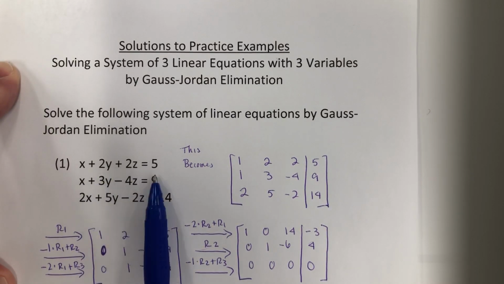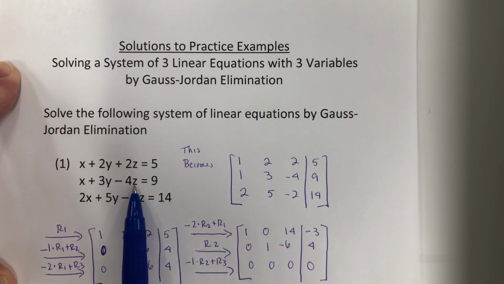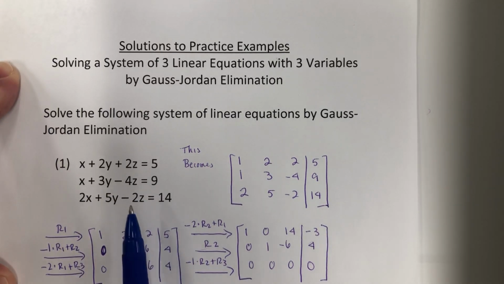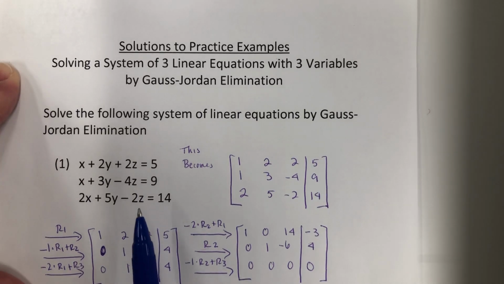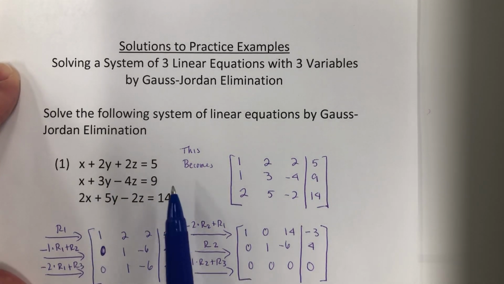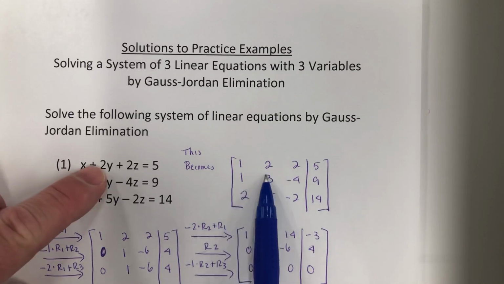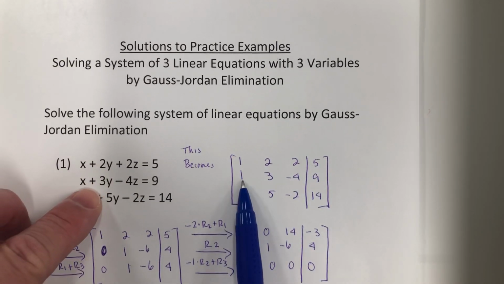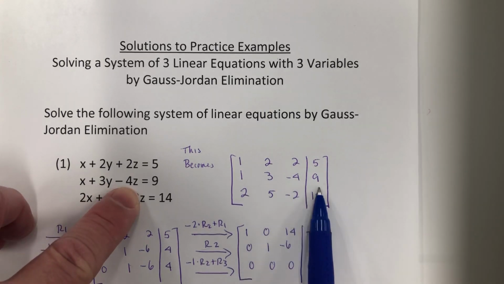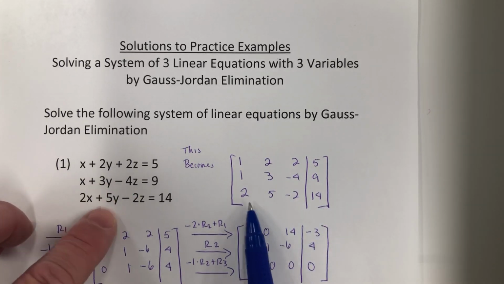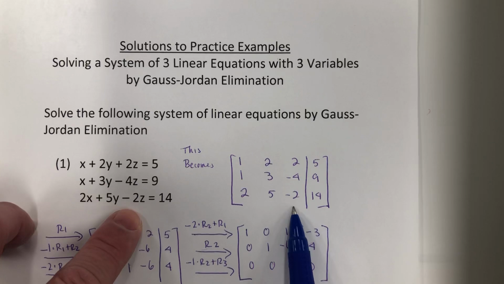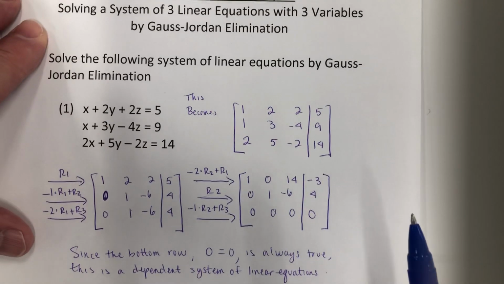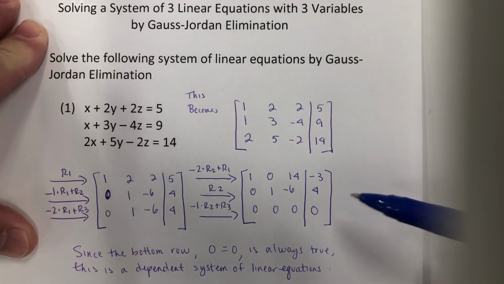x plus 2y plus 2z is 5, x plus 3y minus 4z is 9, 2x plus 5y minus 2z is 14. So we're going to begin by translating that into an augmented matrix. 1x plus 2y plus 2z equals 5, 1x plus 3y minus 4z equals 9, 2x plus 5y minus 2z equals 14. Okay? Then we're going to jump into the Gauss-Jordan elimination process.